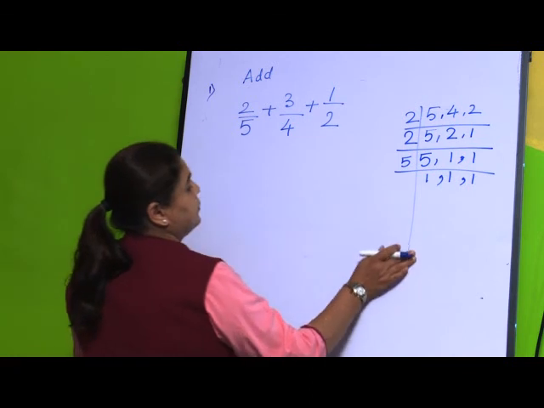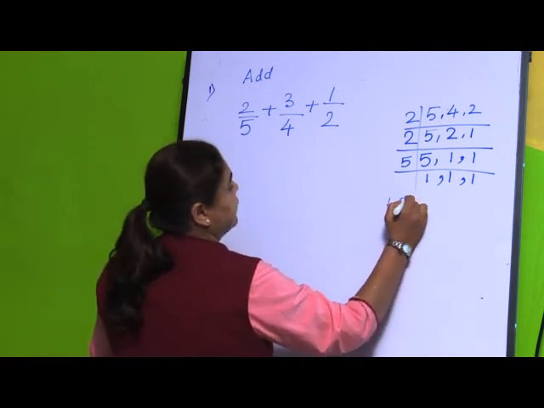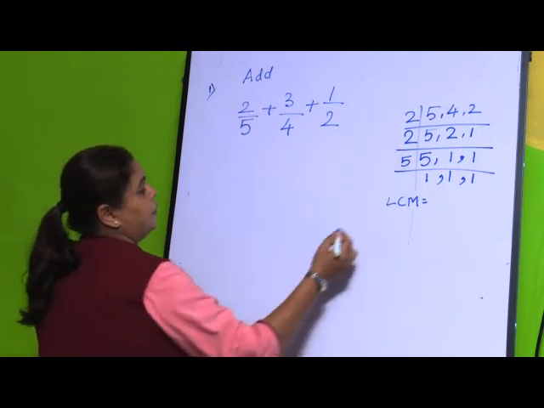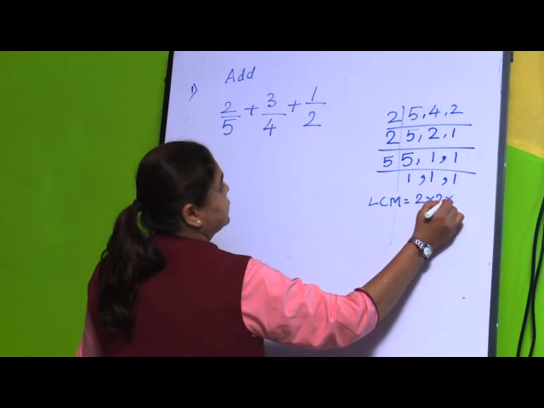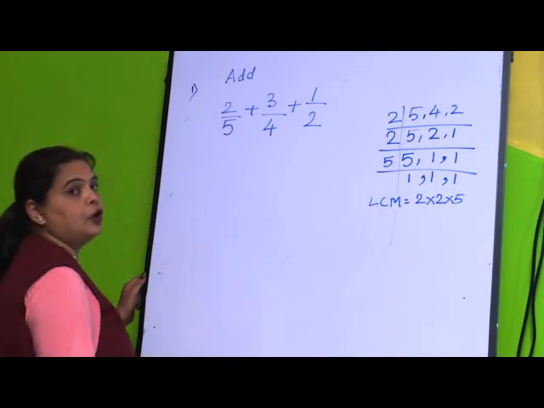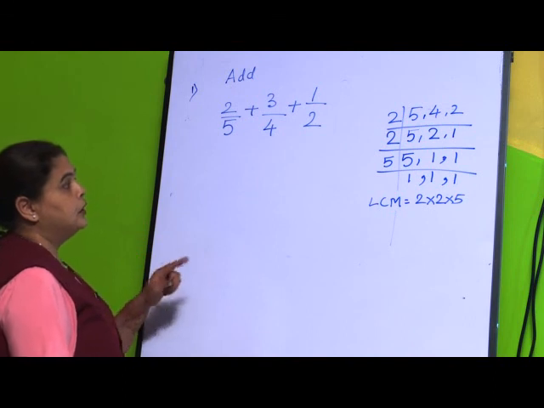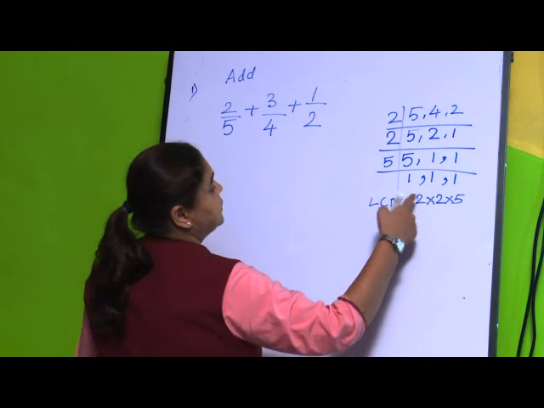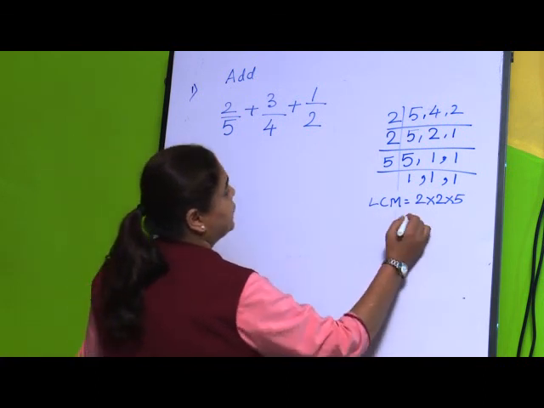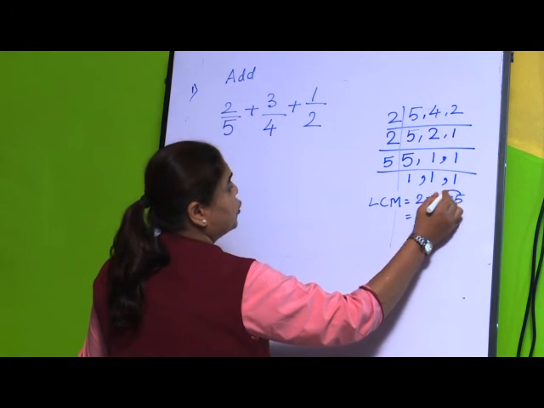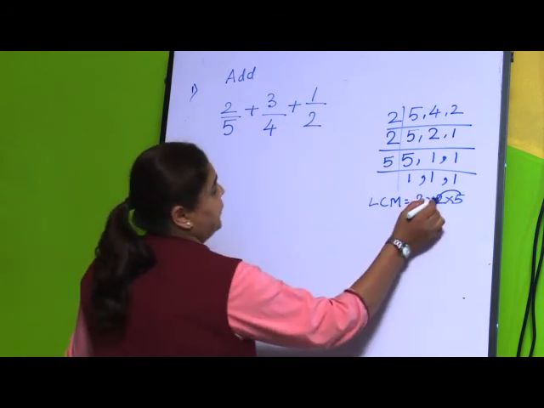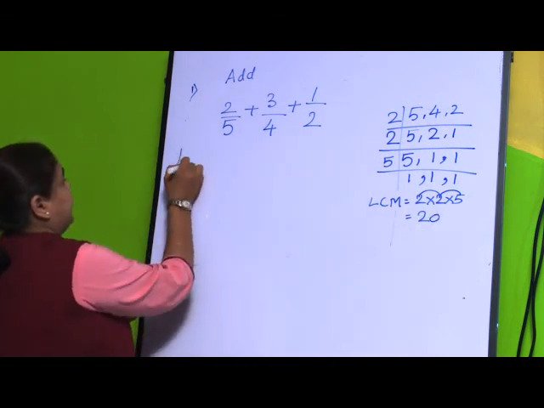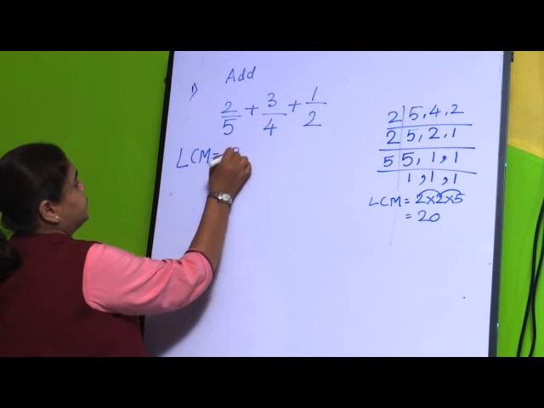So what is LCM? In short, you can write it directly here, or if you want, you can do it in rough. What we are writing here should be written on the right side of your notebook, just to find the LCM. It's not a step of the solution. So what is the LCM? 5 twos are 10, 10 twos are 20. So here we can say that LCM is equal to 20.